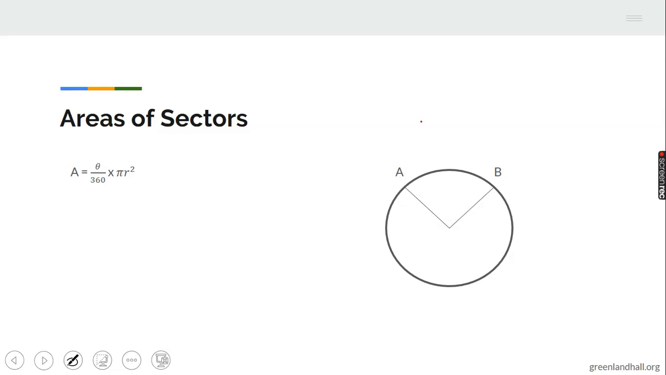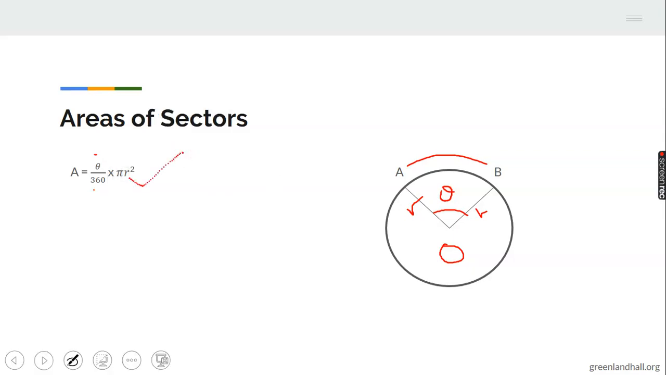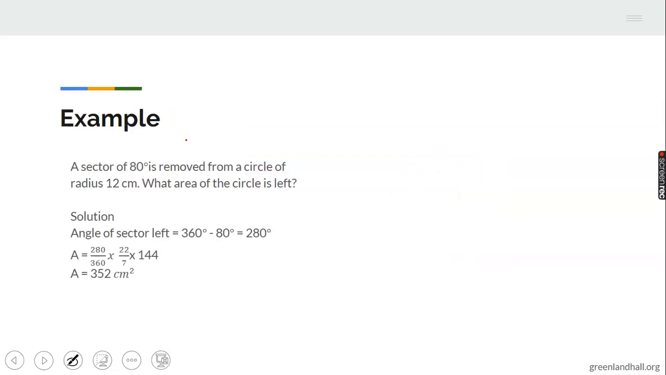Now we move on to sector. This is what we call a sector. So I've told you before, it's bounded by 2 radii and an arc. This is the arc AB. So this is the minor sector, making an angle of theta at the center. So it's a ratio. Area is a ratio of this angle over 360, the entire angle of a circle, times the area of a circle. That is pi r square. So theta over 360 times pi r square. That's the area of a sector.